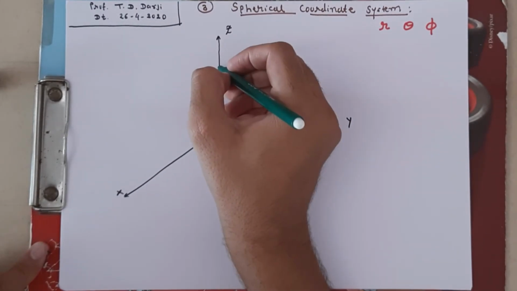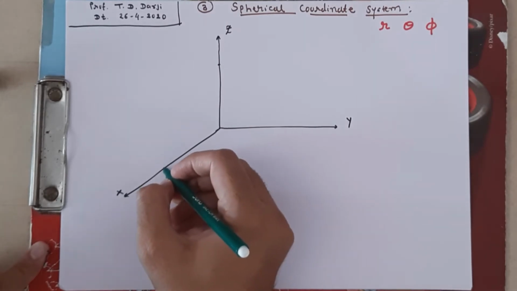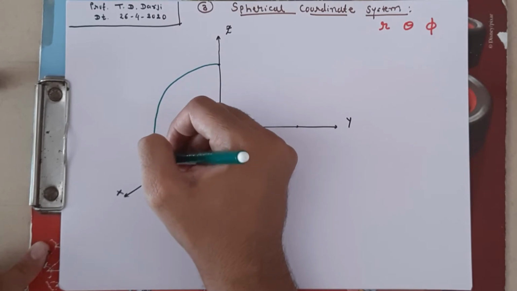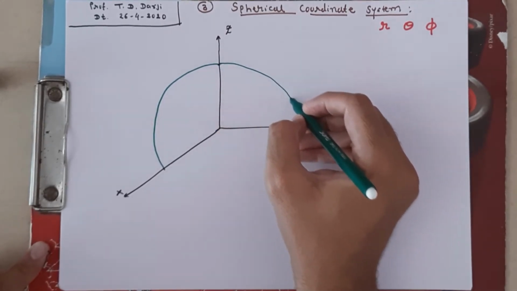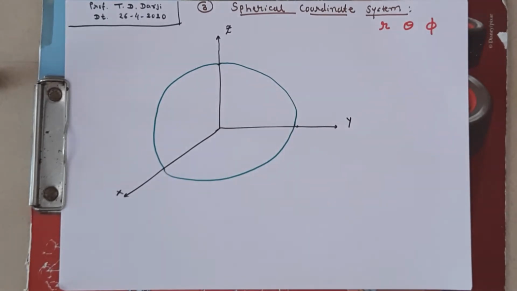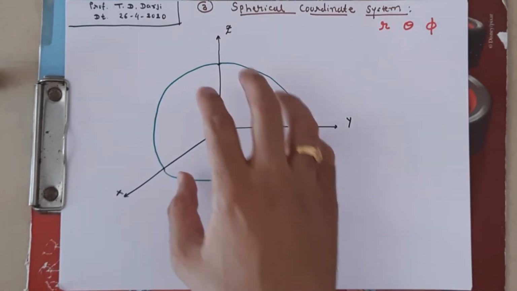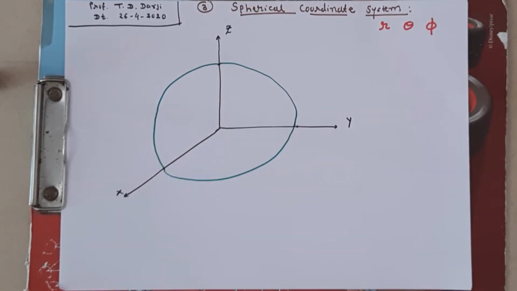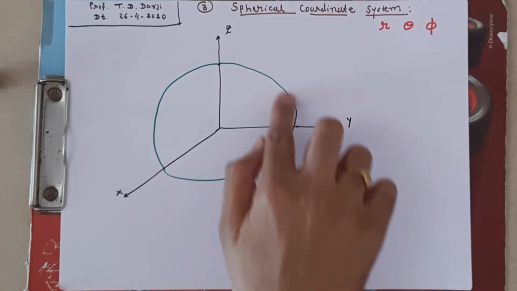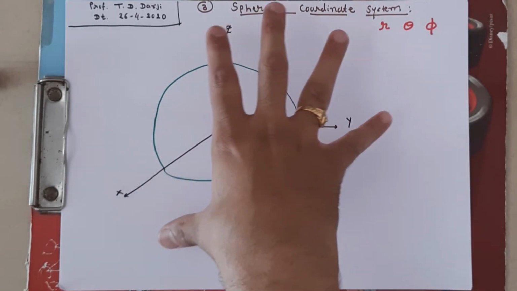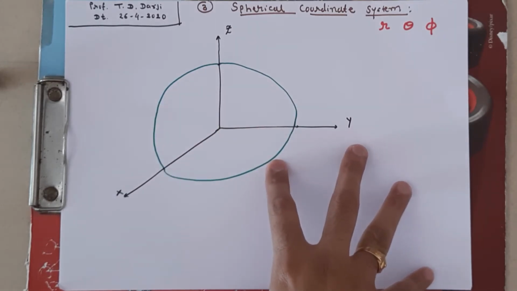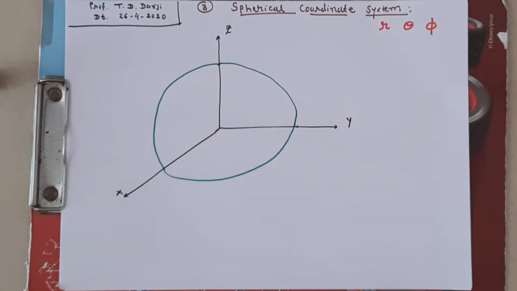So I try to draw a sphere. This just looks like a sphere. And where is the center of the sphere? The center of the sphere is at the origin. Okay, it's not a square. Sorry, it's not a circle. Actually, in a 2D view it looks like a circle, but in a 3D view it looks like a sphere.